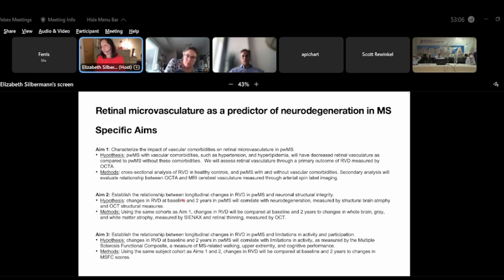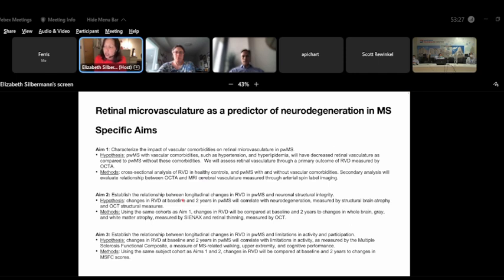So aim 1 is to characterize the impact on retinal microvasculature in people with MS. And we intend to do cross-sectional analysis of retinal vascular density in healthy controls and in people with MS to understand the relationship between the two.